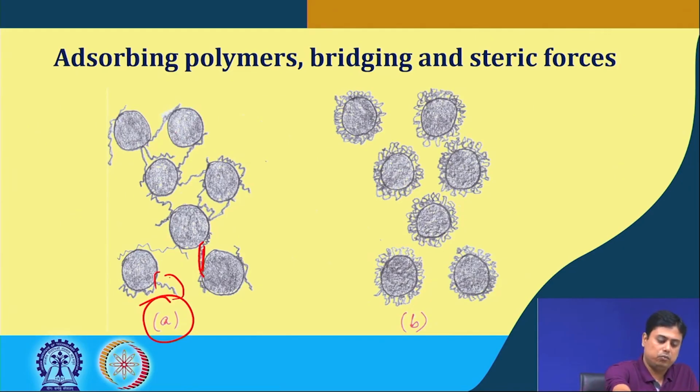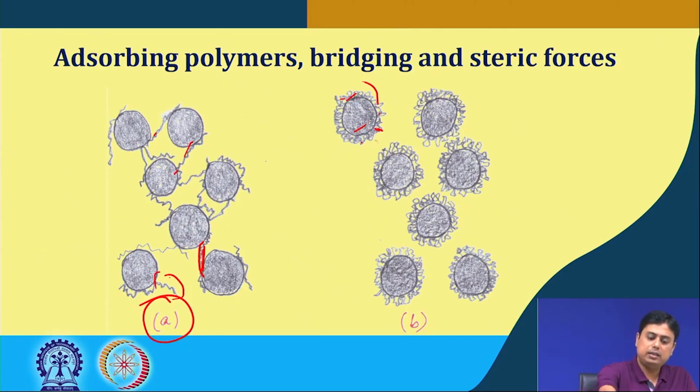Now, this happens, as I have mentioned earlier, when the surfaces are partially covered with this polymer. It is not fully covered, and the optimal amount is half of the area that can be covered. In that case, it extends to the other particle and forms a bridge, and then it is attractive in nature. But in case of steric repulsion, when it is fully covered with the polymeric layer, it only extends into the solution, not onto the other particle.